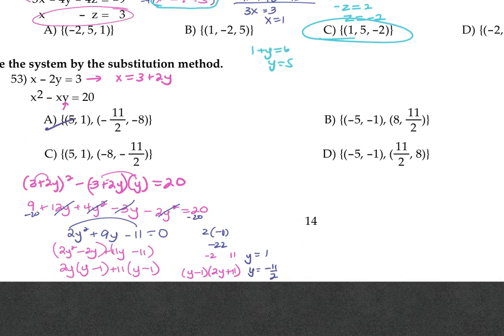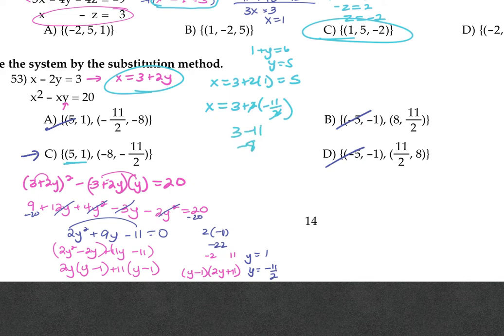So I can cancel, cancel, cancel. I already know what's here. I'm going to double check by plugging my y back in to here. So x equals 3 plus 2 times 1, which is 5, and that's the first coordinate. And then x equals 3 plus 2 times negative 11 halves, so 3 minus 11, which is negative 8, and that's the second one there.